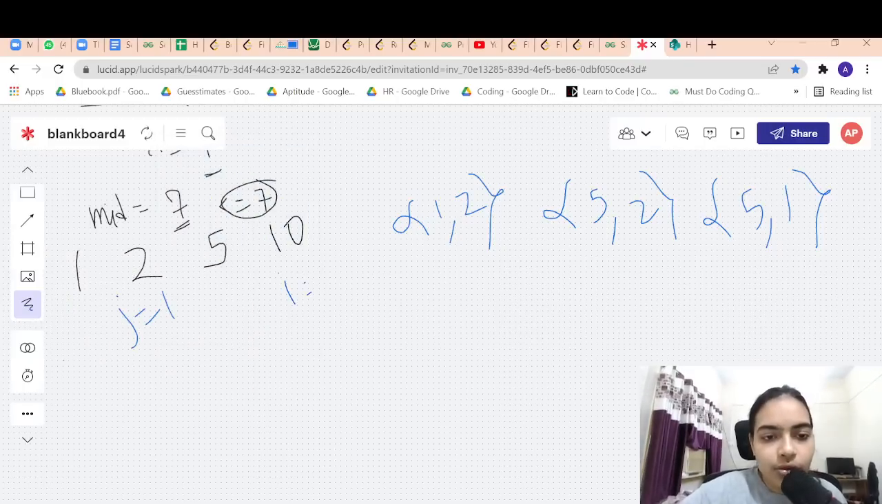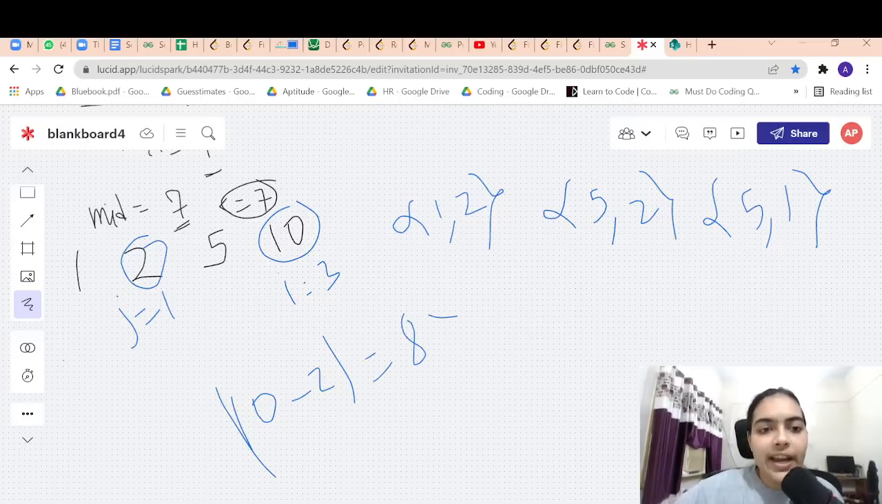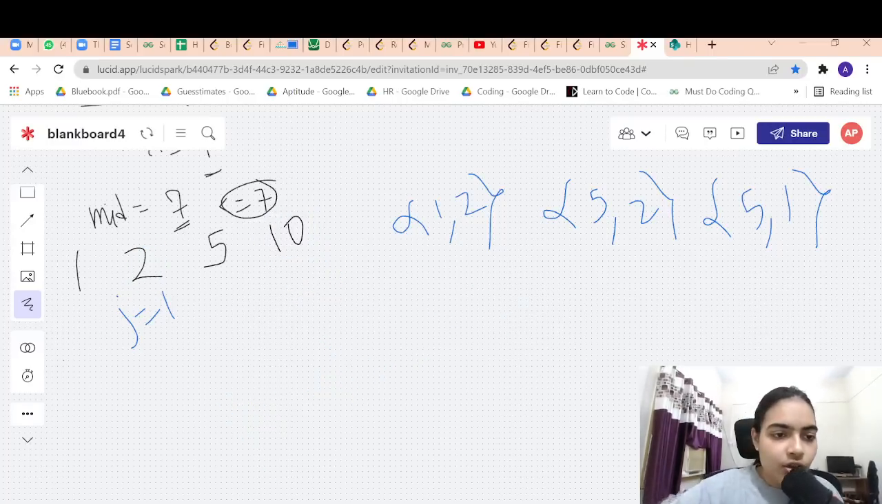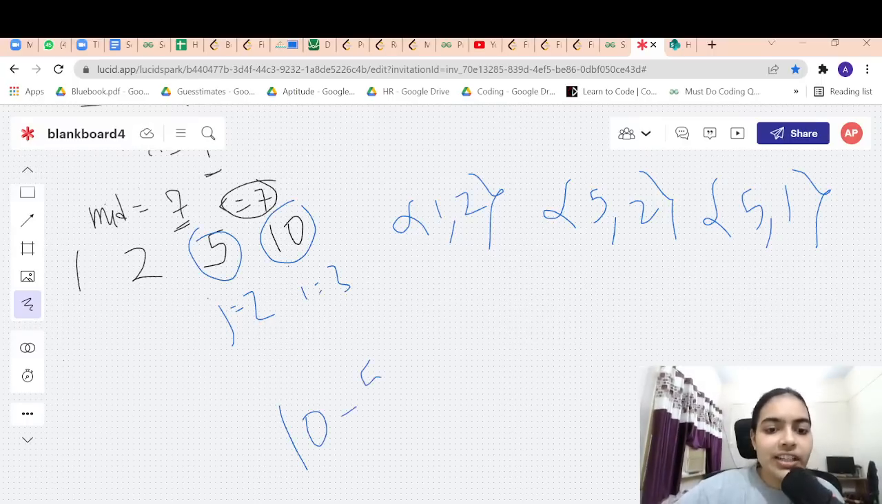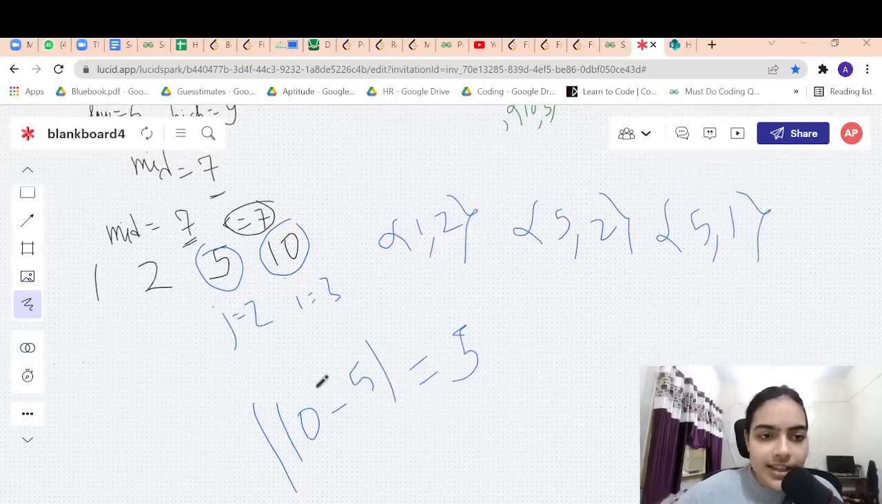I is equal to 3. Again I am going to check what is 10 minus 2. 10 minus 2 is 8. 8 is greater than 7, right? So again what I have to do? I have to increment j. So j is equal to 2. I is equal to 3. What will I check? I will again check 10 minus 5. 10 minus 5 is what? Is equal to 5. 5 is less than equal to 7, right?